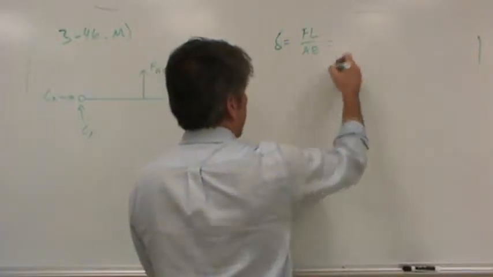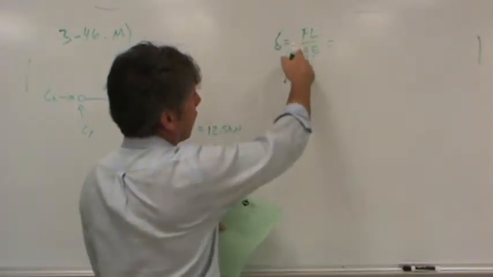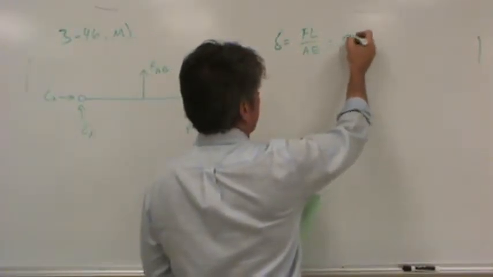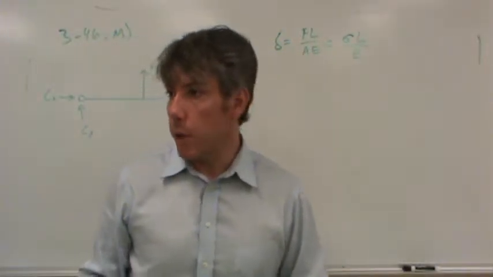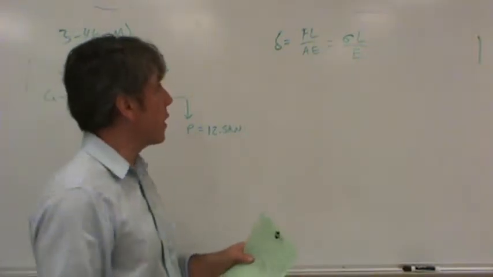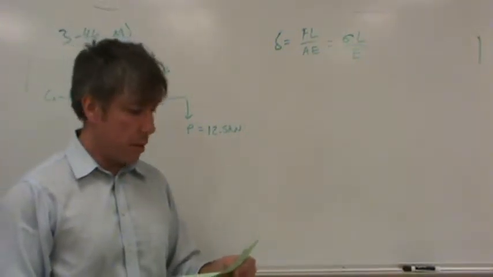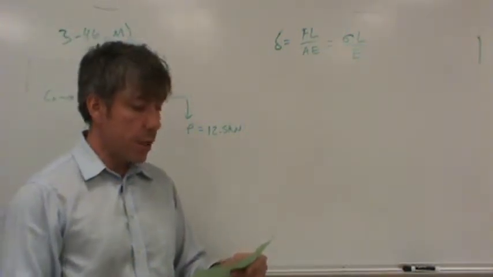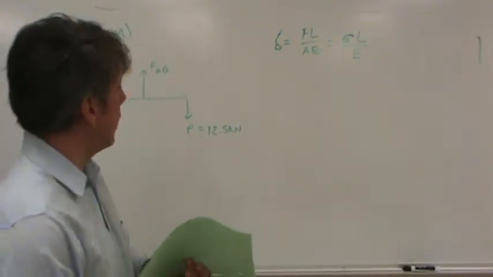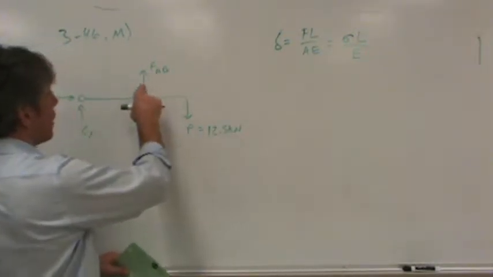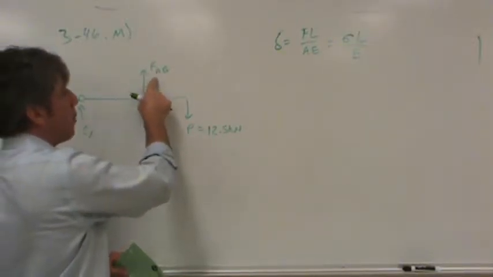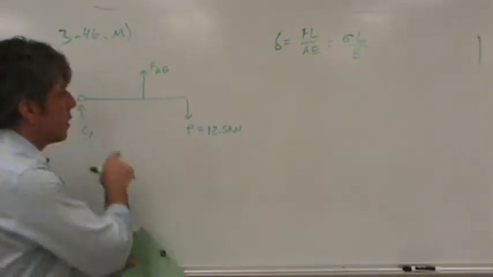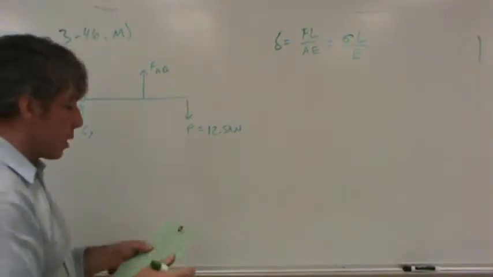Now sometimes it's handy to write this. Notice F over A is just the stress, so sometimes it's handy to write it this way. And both of these are in the equation that I referred you to, so they're both right there. What was it, 3.8? Was that the equation number? No, 3.9, page 128. It's equation 3.9. Anyway, if we're going to calculate the deflection, how much this bar stretches, then we will need to know how much force is in that bar. So let's start with the statics problem and go from there.